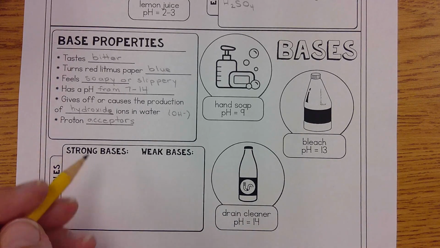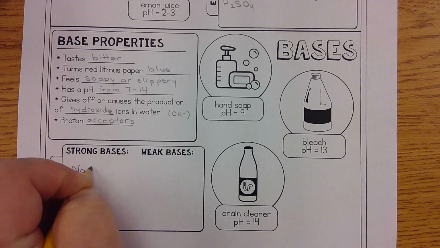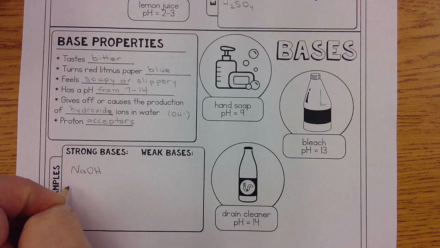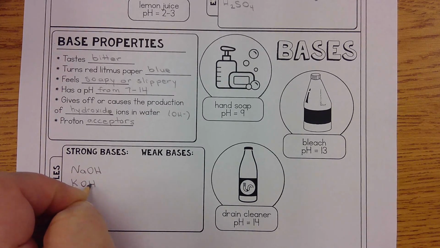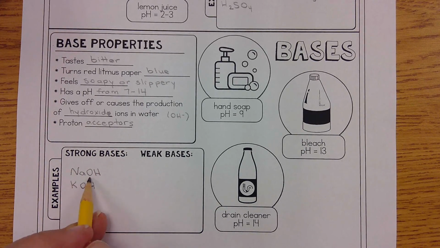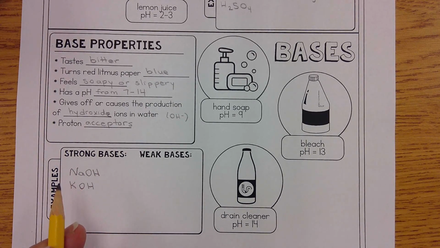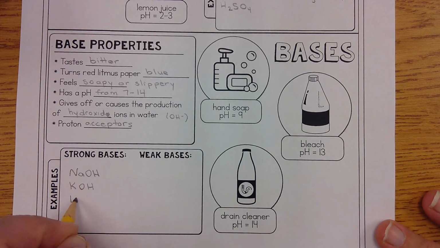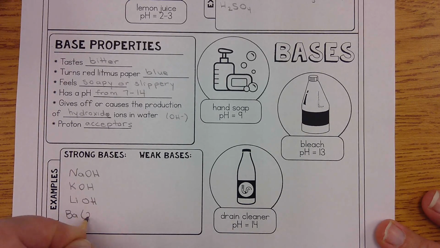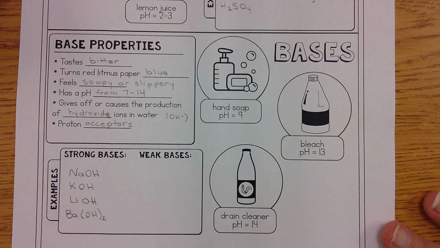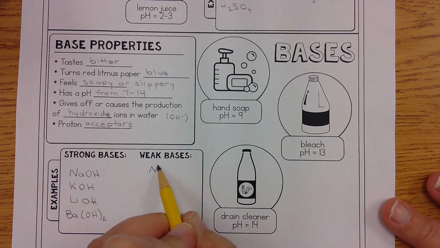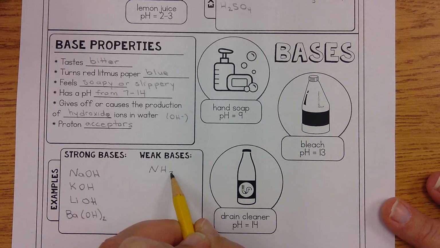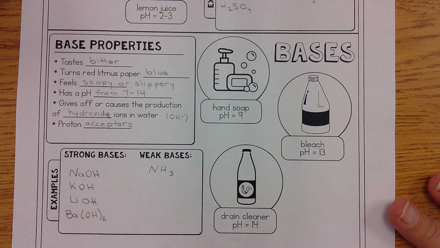Some examples of bases: sodium hydroxide, that's in a lot of drain cleaners. Potassium hydroxide. See, hydroxide ions, they're all called hydroxide. There's a bunch of them. Lithium hydroxide, barium hydroxide. It has two OHs. Ammonia is a weak base, NH3. That's probably the only important one we need to really go over.